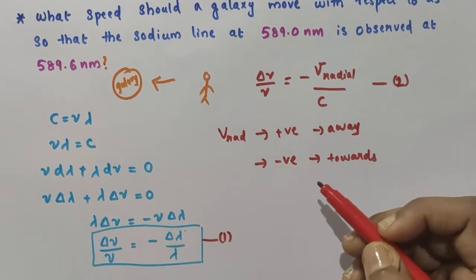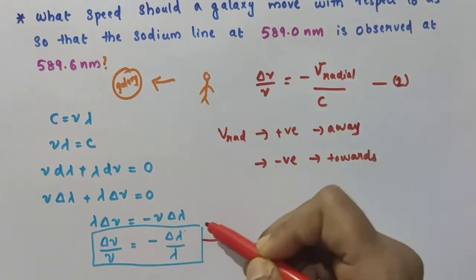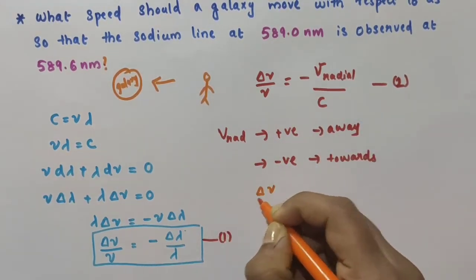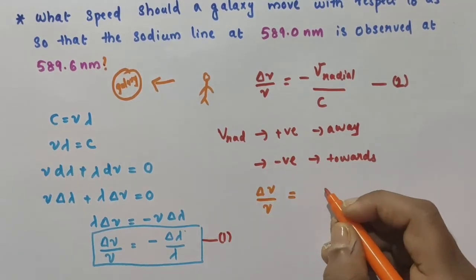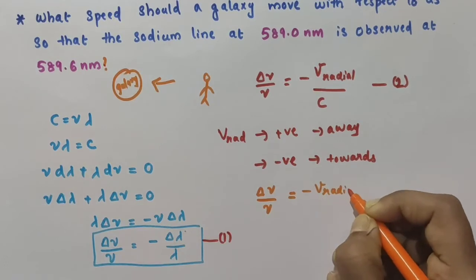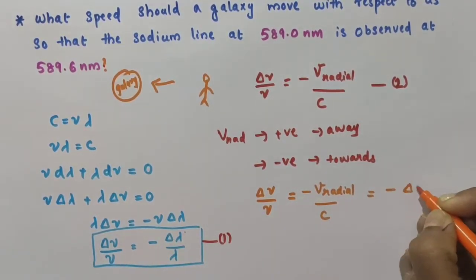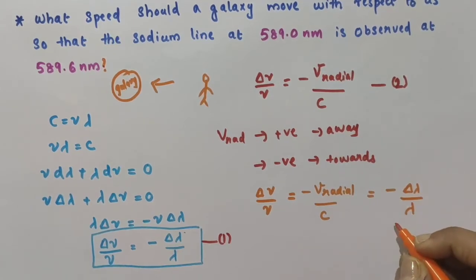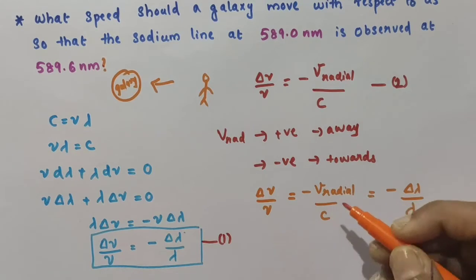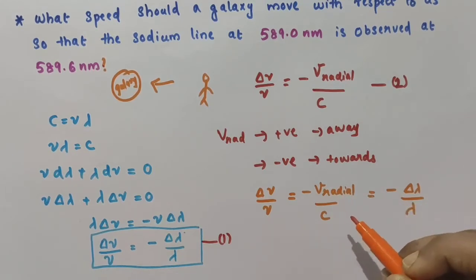Now when we compare these two expressions, 1 and 2, we can write delta nu by nu, the fractional change in frequency, is equal to minus V radial divided by C, and this is also equal to minus delta lambda divided by lambda. Here we want to know about V radial, which is the speed with which the galaxy moves.